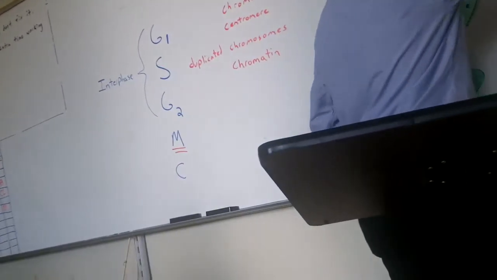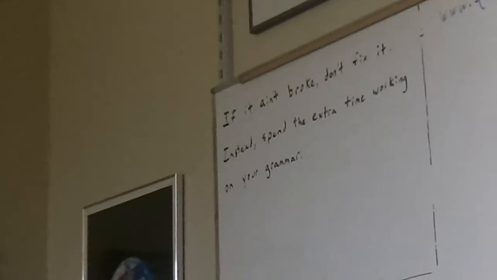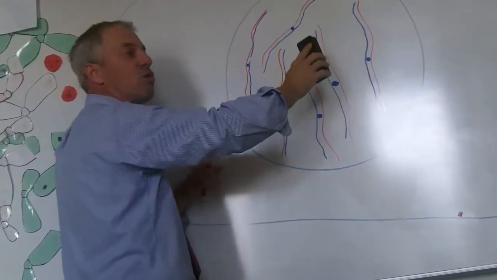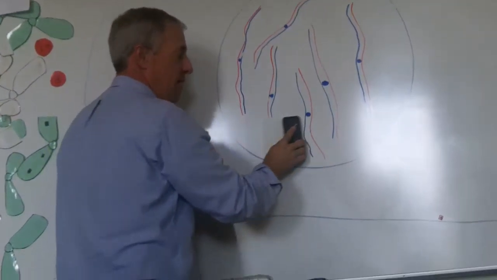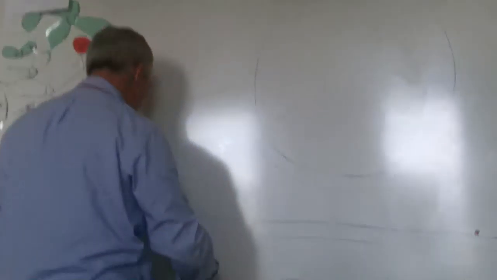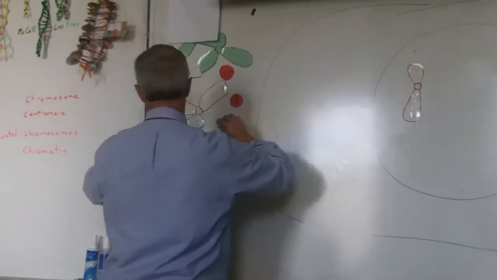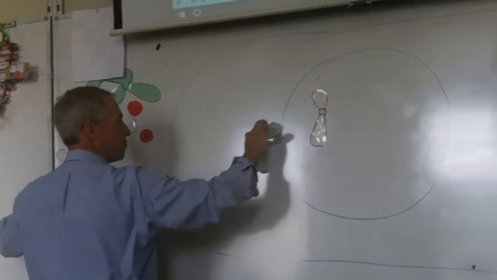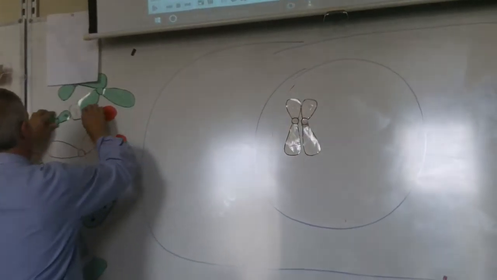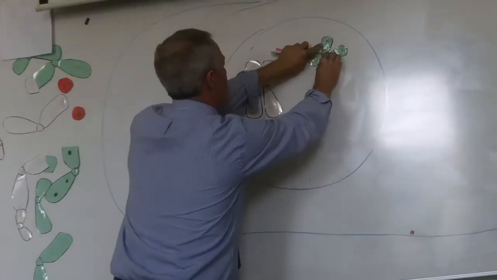So I'm going to replace my drawing here with my DNA models. I'm going to erase this. What is this called when the DNA is all spread out? Chromatin. And we erase it. And now it coils up into what's called duplicated chromosomes. And I've got little models because I'm going to move these models around when I'm showing you how this works.